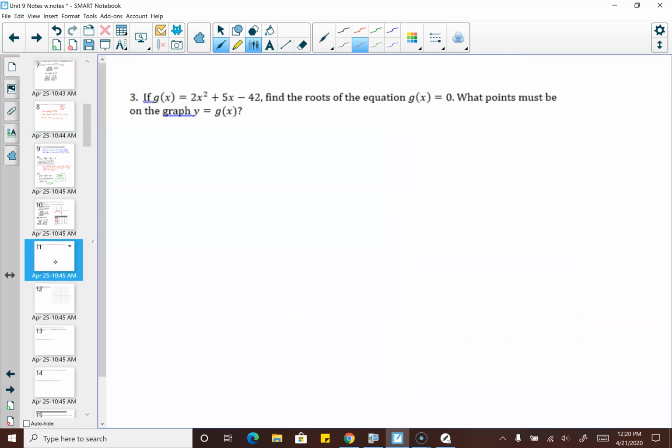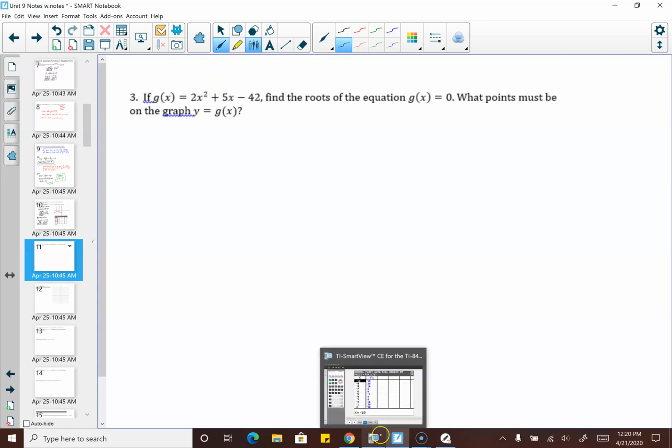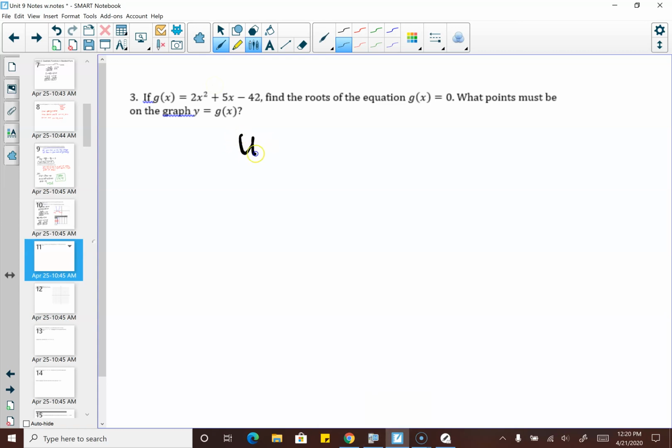If g of x equals 2x squared plus 5x minus 42, find the roots of the equation g of x. What points must lie on the graph? Now, again, you could do this by quadratic formula or factoring, but if I were you, I would just put it into my calculator, all right? So again, use your calculator.